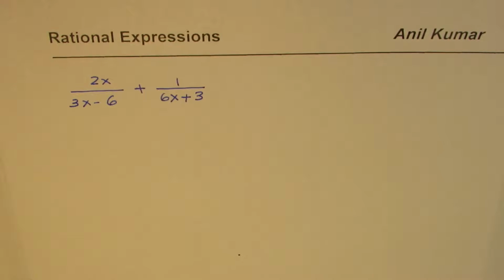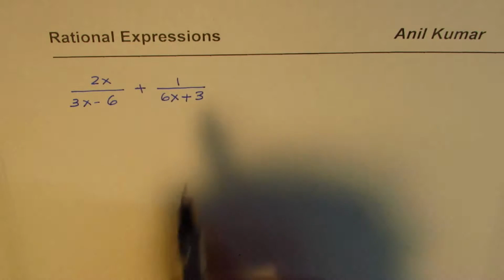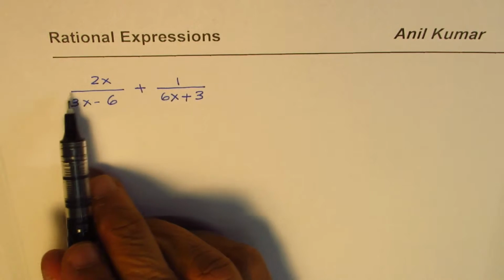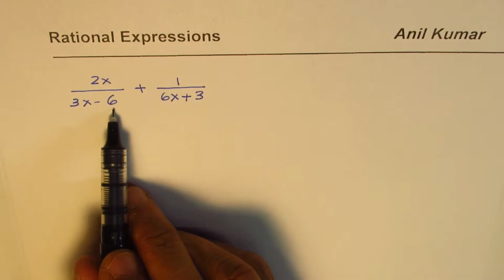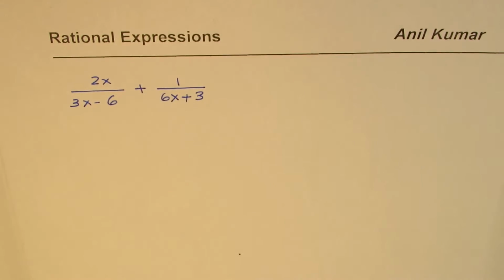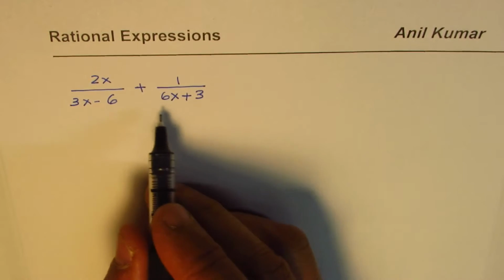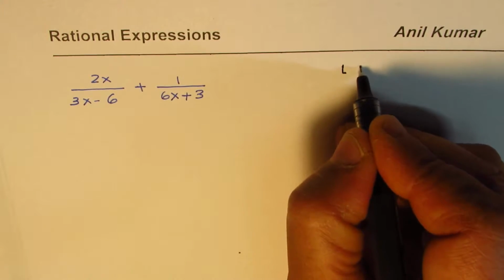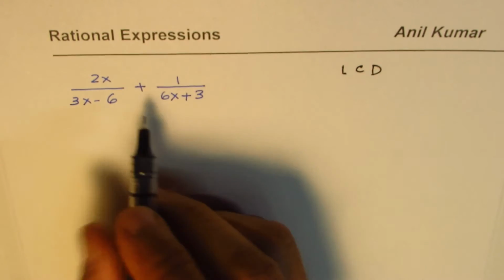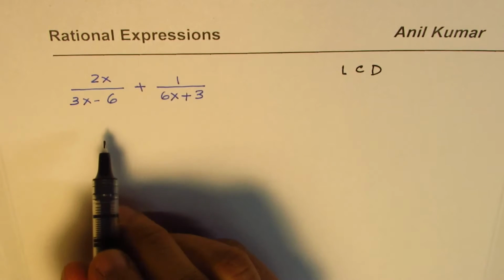I'm Anil Kumar. We'll try to understand how to add rational expressions. I've taken up a very simple example, 2x divided by 3x minus 6 plus 1 over 6x plus 3. Now we need to find the lowest common denominator to add or subtract rational expressions.